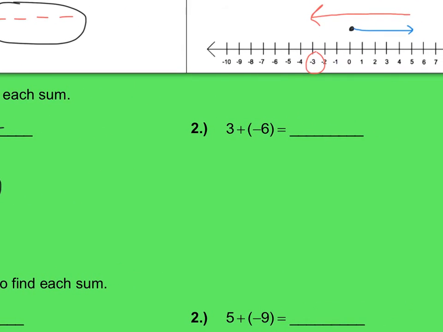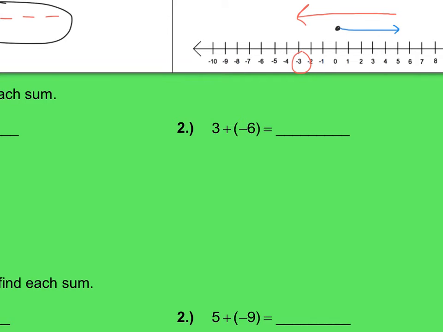Moving on to number 2. I have 3 positives, so I'm going to write 3 plus signs. And it's plus negative 6, so I'm going to have 6 negative signs. We cross out our zero pairs. Whatever's left over is our answer, and 3 plus negative 6 is negative 3.